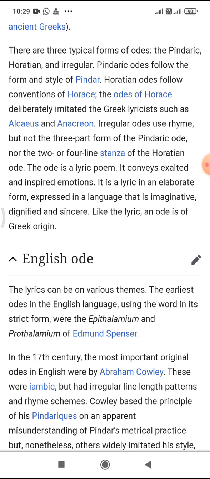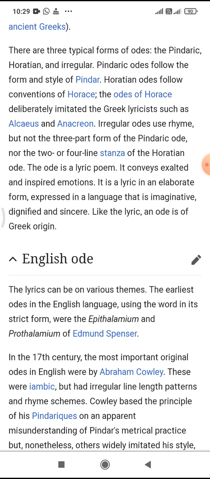The ode is a lyric poem. It conveys exalted and inspired emotions. It is a lyric in an elaborate form, expressed in a language that is imaginative, dignified, and sincere. Like the lyric, an ode is of Greek origin. As lyric has its origin in Greek literature, the ode has the same origin.